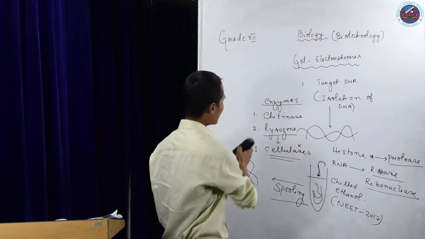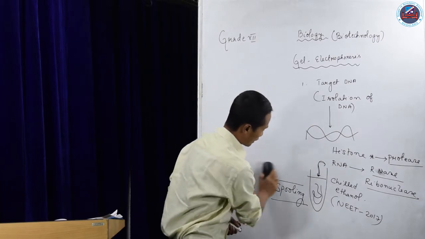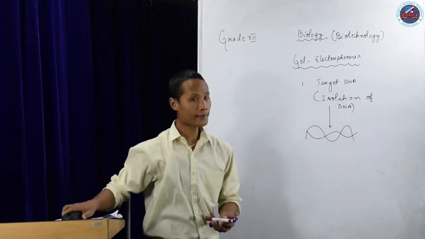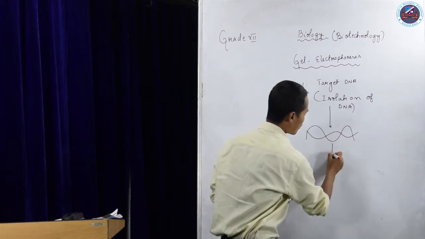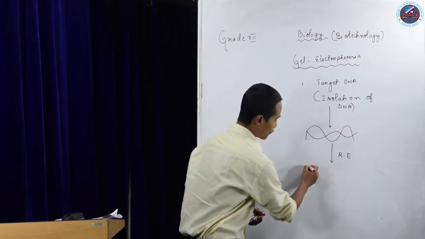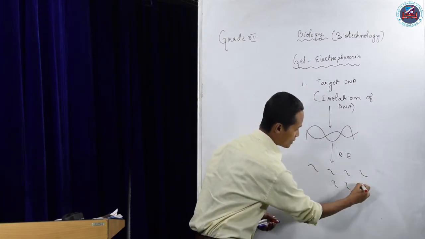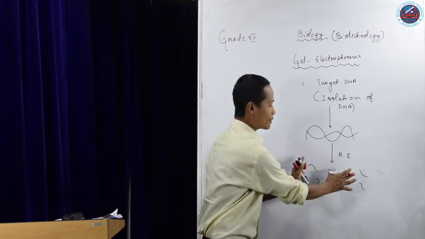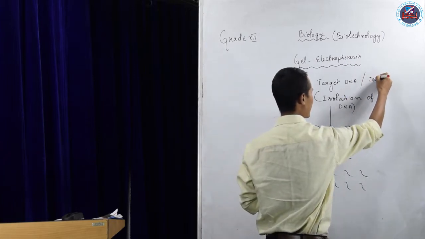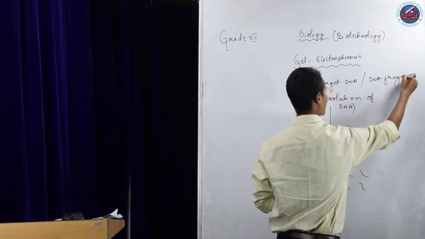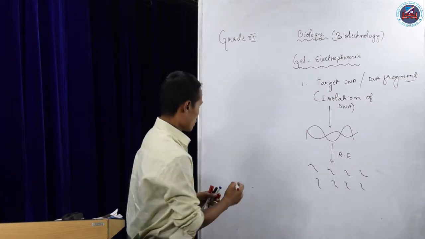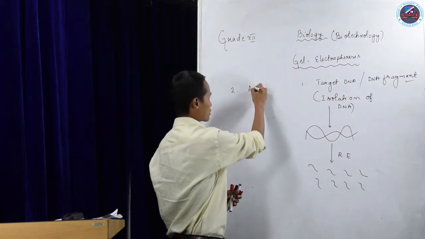Once the DNA has been extracted, we have to use restriction enzymes or restriction endonucleases to get fragments. These restriction enzymes will make the DNA fragments. So for gel electrophoresis, we need DNA fragments. Next is agarose.